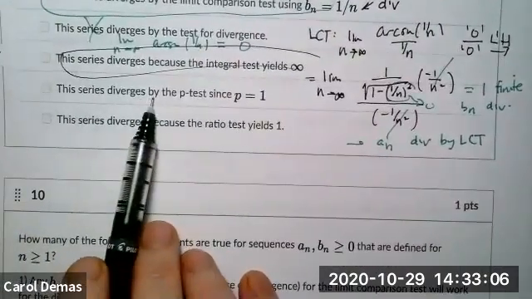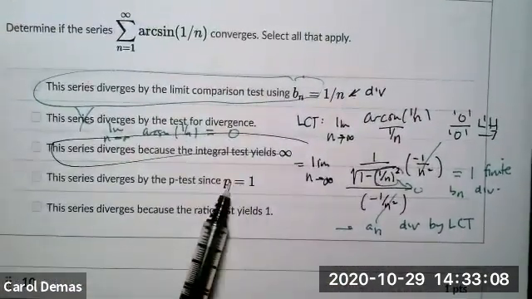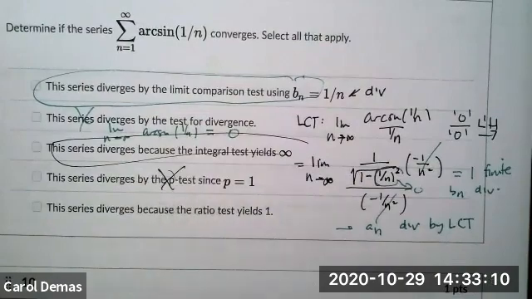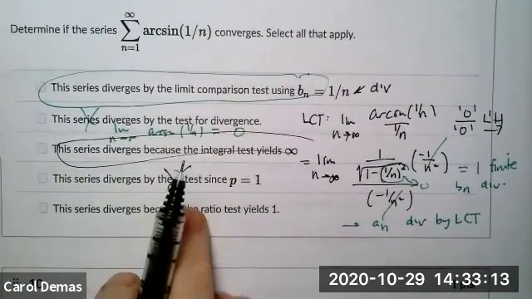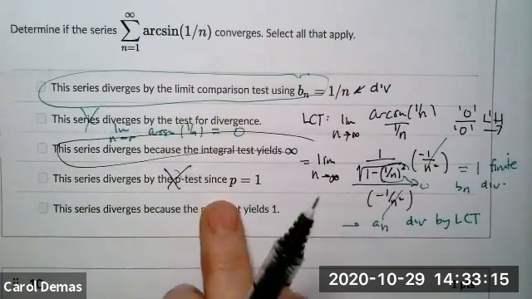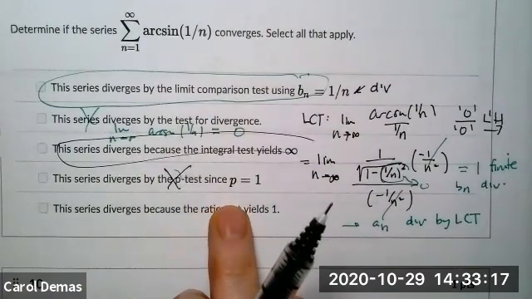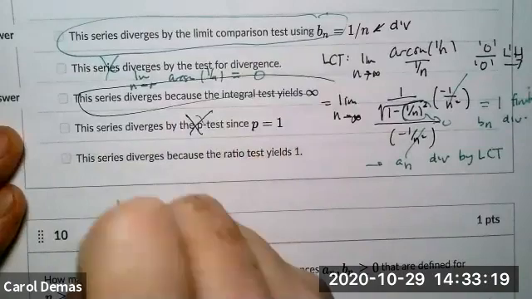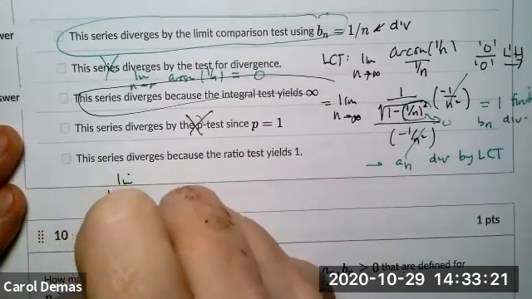All right, and diverges by the p-test. Now, p-test doesn't apply here. We didn't do ratio test here. I don't think you're going to see anything if you do ratio test.